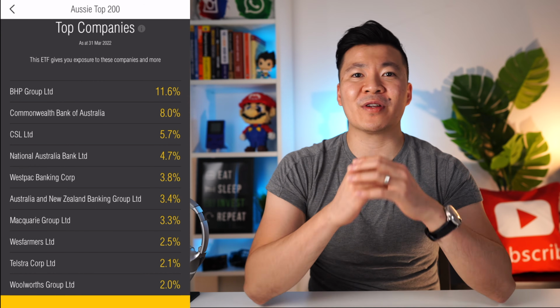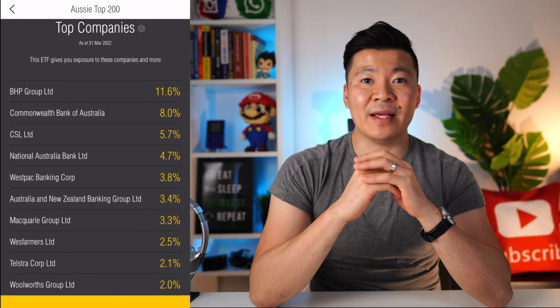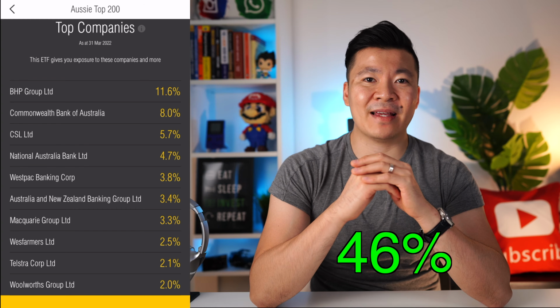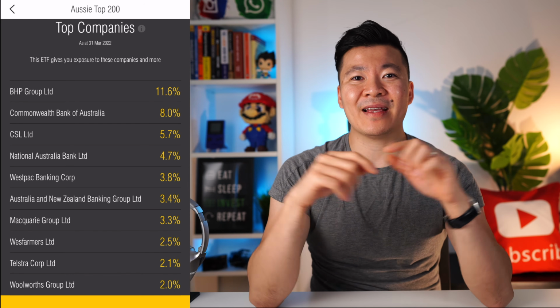So it's not like all 200 companies are evenly allocated the same percentage, no matter their size. Generally, the bigger companies will make up a larger slice of the pie. In this case, the top 10 companies make up 46% of the entire ETF. If you are interested, you can download all their holdings on their website, which I'll link in the description.